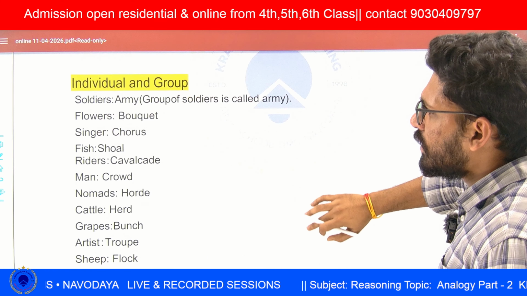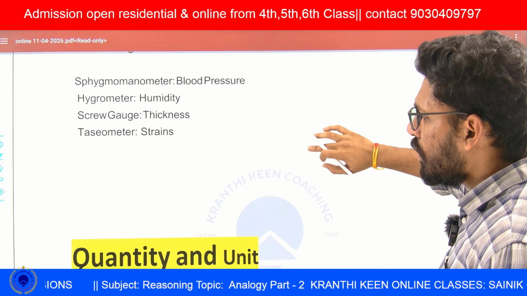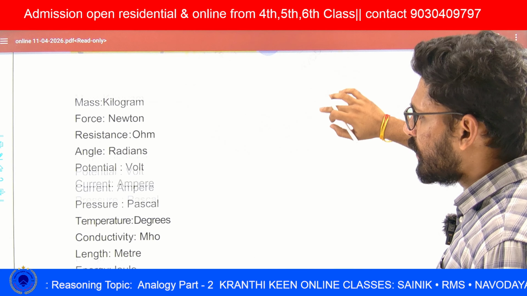We also covered animal and young one. I will tell you why it is important. Instrument and measurement, quantity and unit: from today we will discuss quantity and unit. Before we start learning quantity and unit, why I am teaching you this is very necessary. In the question they might give you force, and the answer is Newton.